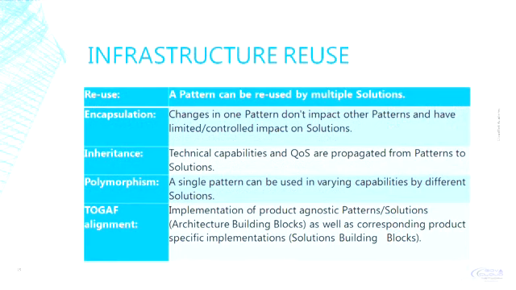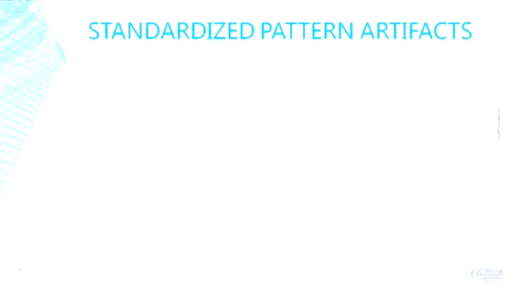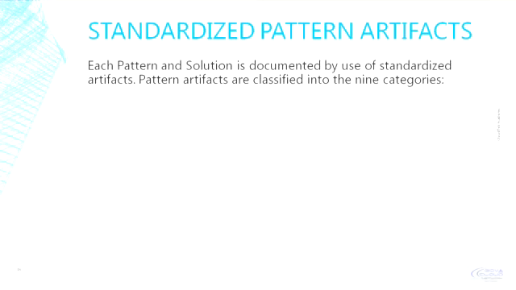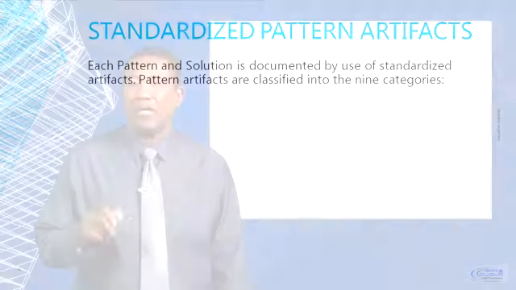This table defines the key characteristics that all patterns should reflect. Adherence to these characteristics is what makes standardization tractable. Each pattern and solution is documented by the use of standardized artifacts. Pattern artifacts are classified into 9 categories.